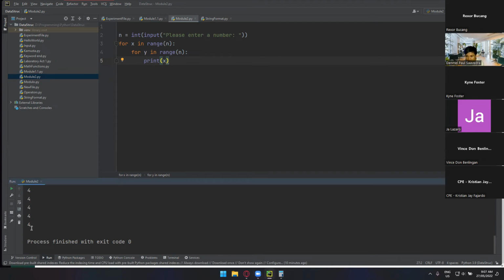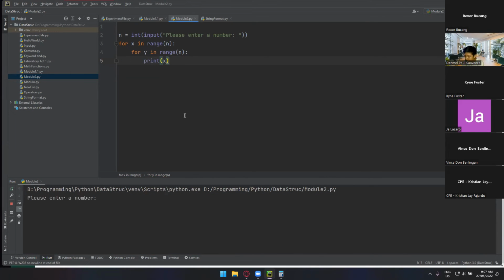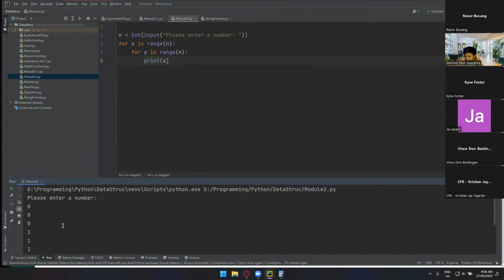Does anyone know what is wrong with this one? With this input? Seems like it is true for, if it's 1, it's true. It will loop once. If it's 2, it will loop 4 times. If it's 3, it will loop 8 times. 3, 4, 5, 6, 7, 8, 9. Dito pa lang sa 3, iba na eh.